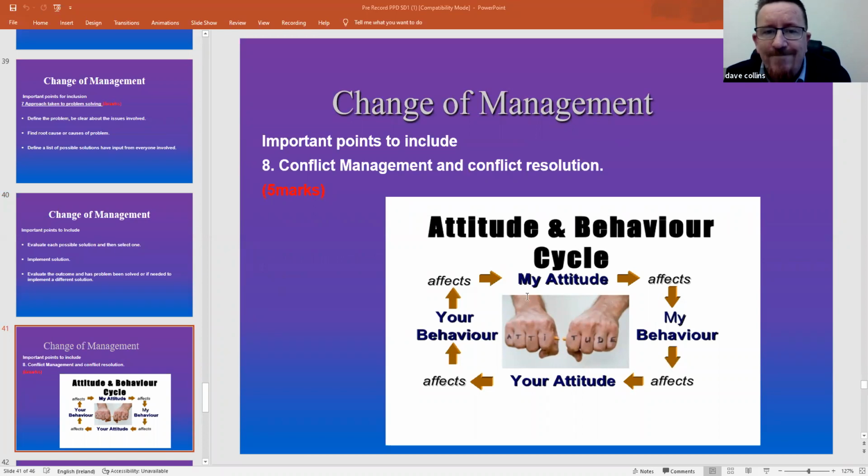Conflict management and conflict resolution, the attitude and behavior cycle. My attitude affects my behavior, affects your attitude, affects your behavior. It's that simple. How you are around people affects them, and how that affects them affects you. It's a vicious circle.